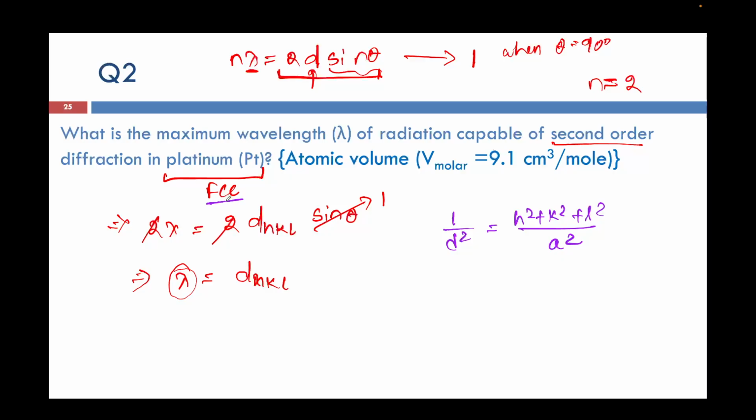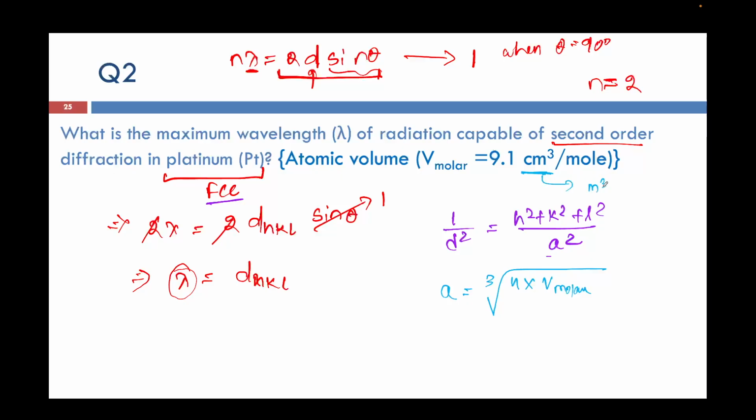Okay, so from here you have to calculate the a value. So how do you calculate the a value? Let's say I am taking another one. So the a value we can calculate by putting 4 into molar volume. Remember, this molar volume has been given in centimeter cube. You have to convert it into the standard SI unit, that is meter cube.